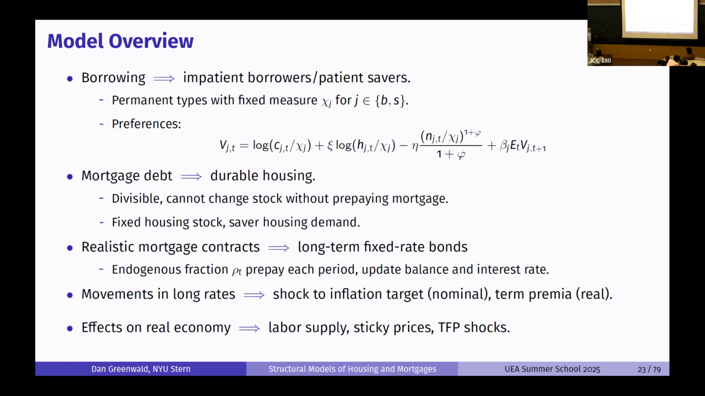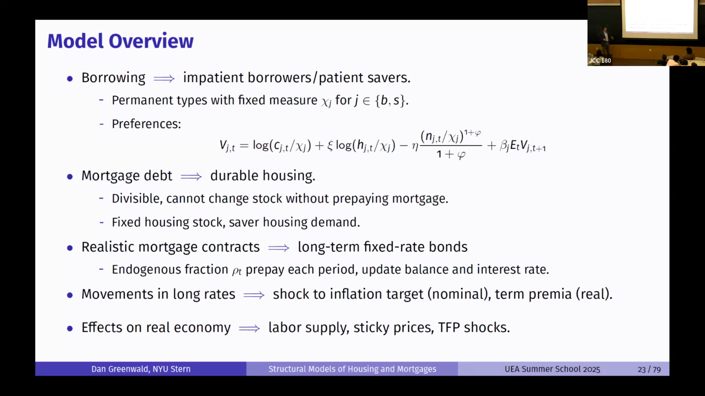I think that's reality somewhere in between, but that's a different paper that has yet to be written. I think if you're going to make one of these kind of extreme assumptions, fixing the saver housing demand to turn off this very counterfactual channel is good. All right, then I'm going to have realistic mortgages, which are going to be long-term fixed rate bonds.